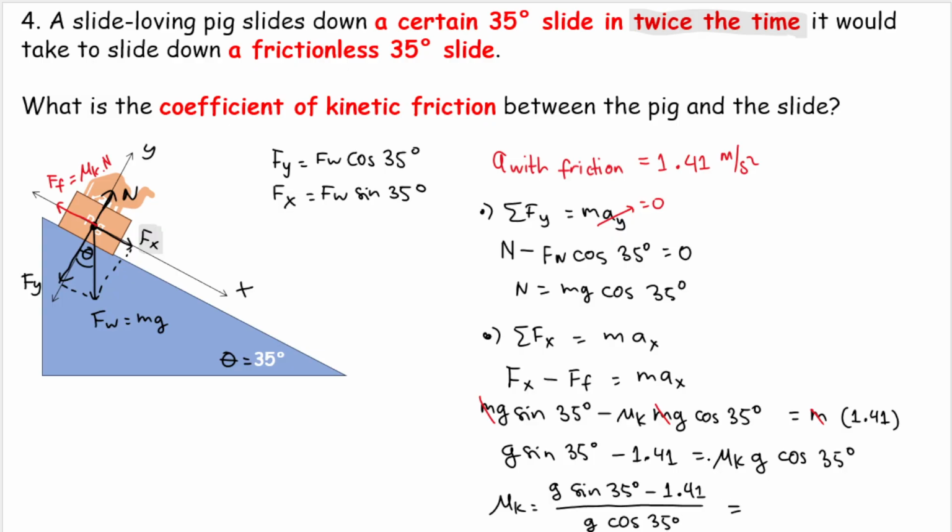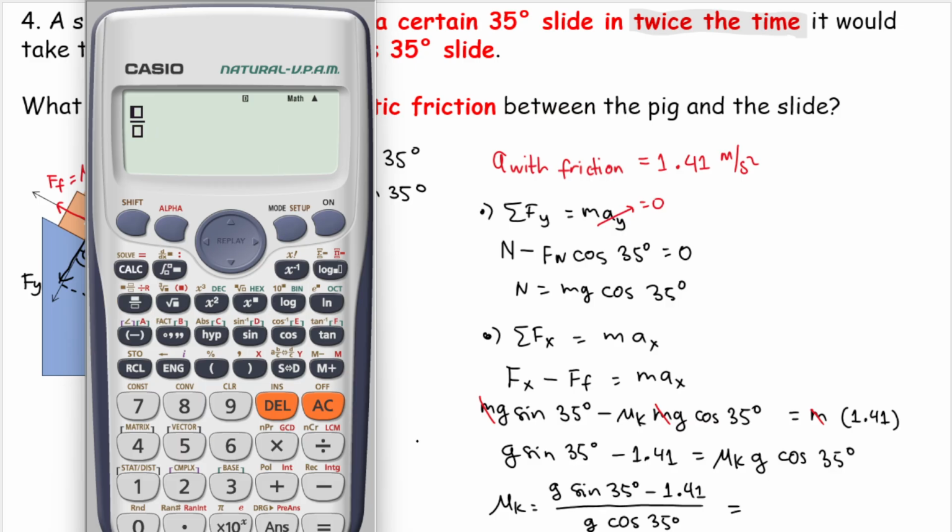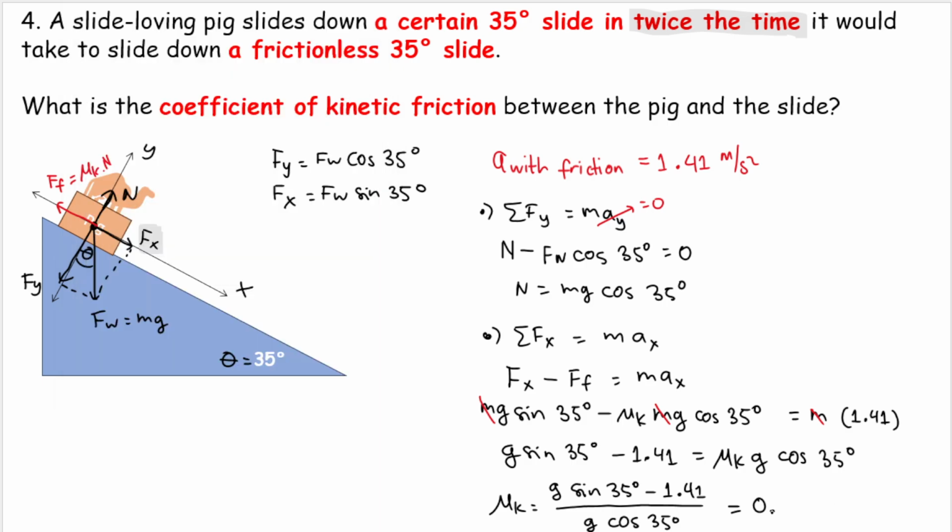Okay, and we can just plug in the values here. Let's do that. So I will have g 9.8 multiplied by sine 35. Good. And then minus 1.41. Good. And then divided by g 9.8 times cosine 35 degrees. And I think we will get the numerical value here, which is 0.52. So I'll have 0.52 here. Okay, maybe 0.53, some numerical error may occur in this. So the coefficient mu k here is equal to 0.42.